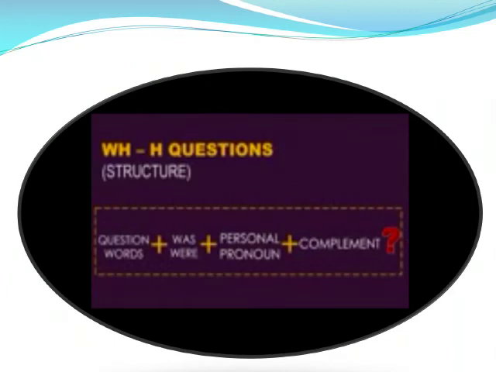Here comes the structure of the WH family words, which are the words used in interrogative sentences. The WH family words include when, what, who, where, whom, how, etc. Firstly, we use WH family words at the beginning, and then comes was or were according to the situation, then personal pronouns, then the complement, and as you know, they are also interrogative sentences, so the question mark at the end.